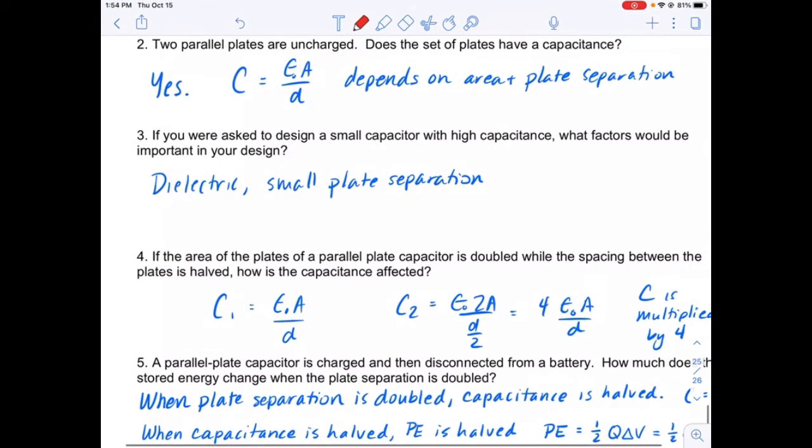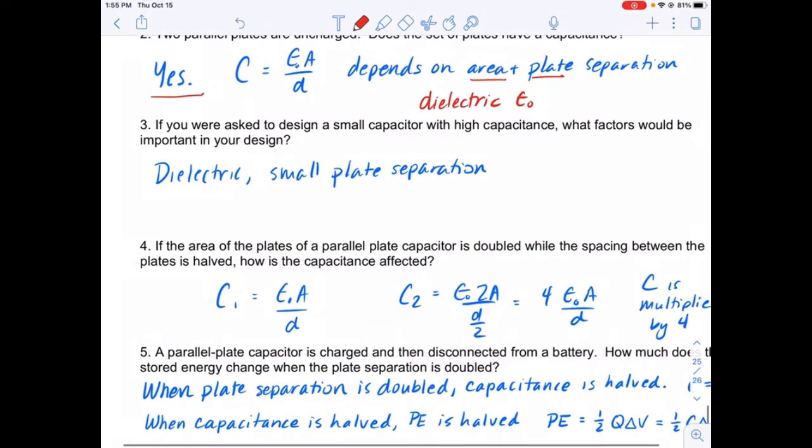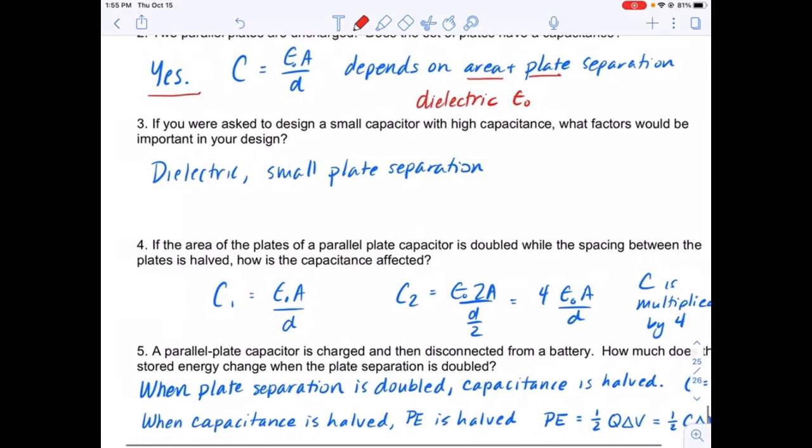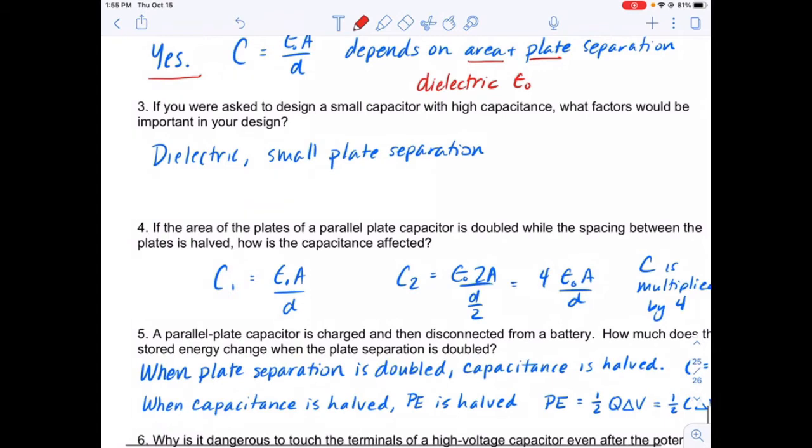Let's try question 2. Two parallel plates are uncharged. Does the set of plates have a capacitance? Yes. The capacitance depends on the area and the plate separation. It also depends on the dielectric, which has, again, this permittivity value. So depending on what you put between the plates, that can also affect the capacitance. Something that's a better insulator is going to increase the capacitance because it's going to allow you to put more charge on the capacitor.